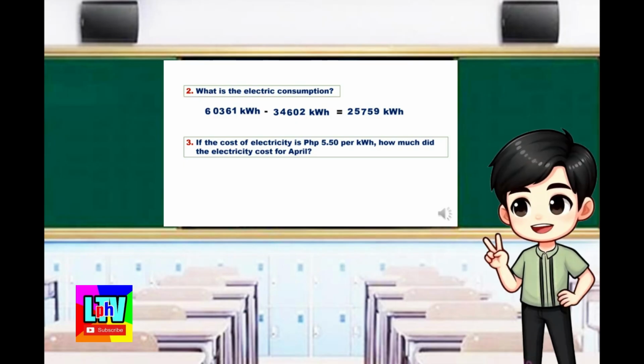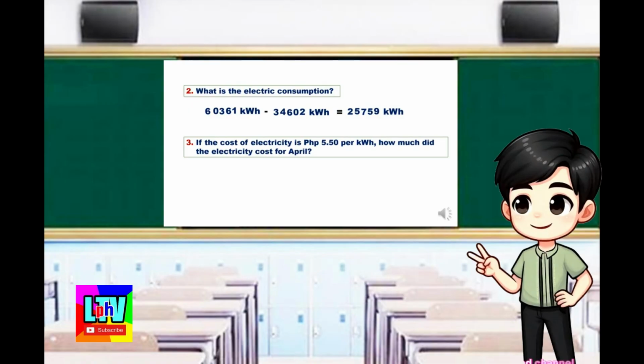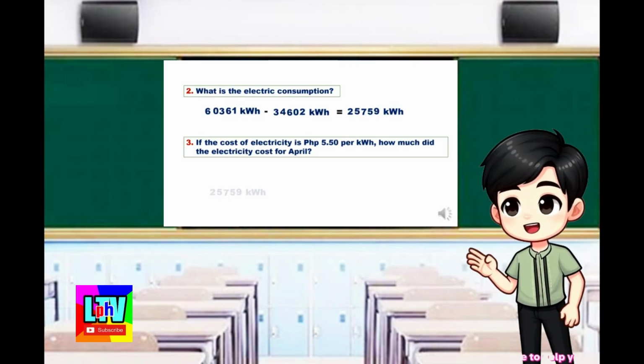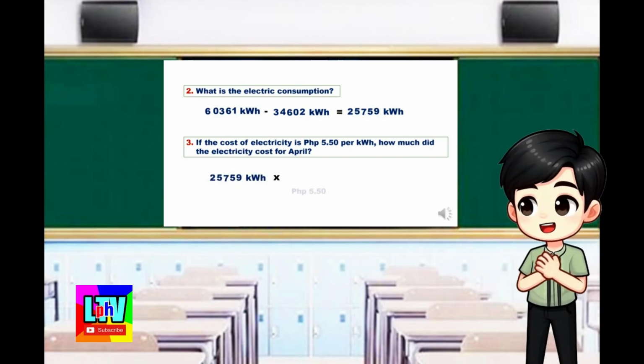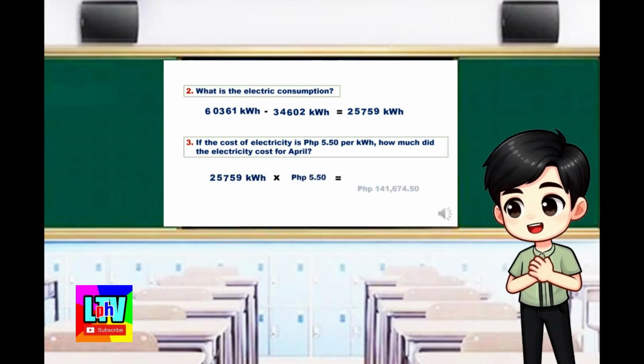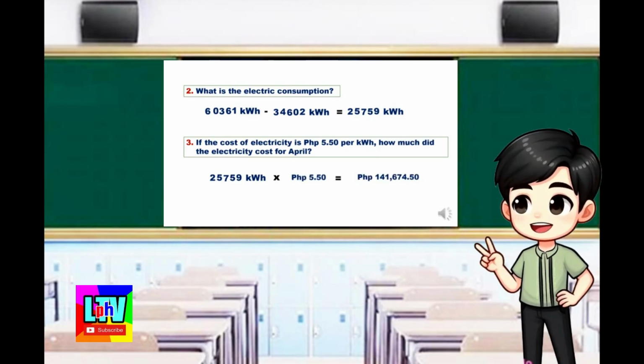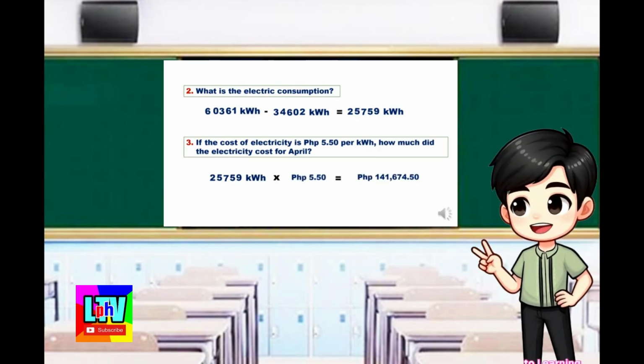3. If the cost of electricity is 5 pesos and 50 centavos per kilowatt hour, how much did the electricity cost for April? Just multiply. So, the answer is 141,674 pesos and 50 centavos.